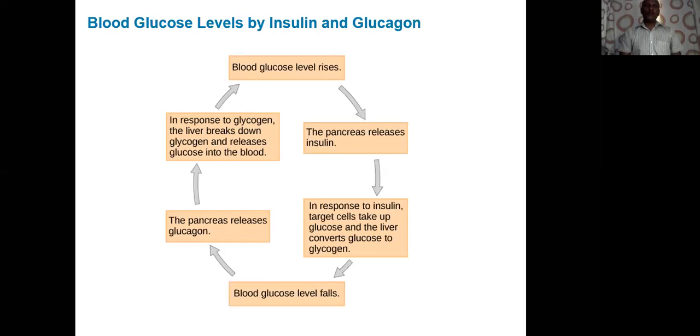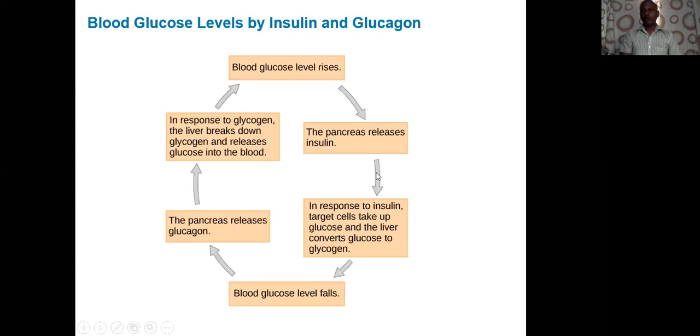So if the blood glucose level rises, the pancreas, that is the beta cells, will secrete insulin. Then insulin will act on the liver, and glucose will be converted into glycogen. And if you have reduced levels of glucose, then glucagon will be secreted by the alpha cells, and then the liver will act and it will be converted into glycogen.